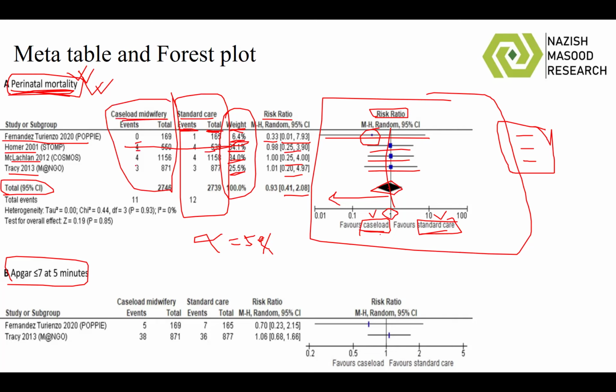So these are the events of perinatal mortality in the total number of people who are receiving caseload midwifery. And this study had a sample size of 1156 plus 1158. And if you look at the total number of patients or people who received caseload midwifery, it was 2,700, compared to again 2,700 in standard care. So both these groups are quite similar, number one. Number two, there is a difference in the sample size of individual studies, but their weights have been adjusted for that.